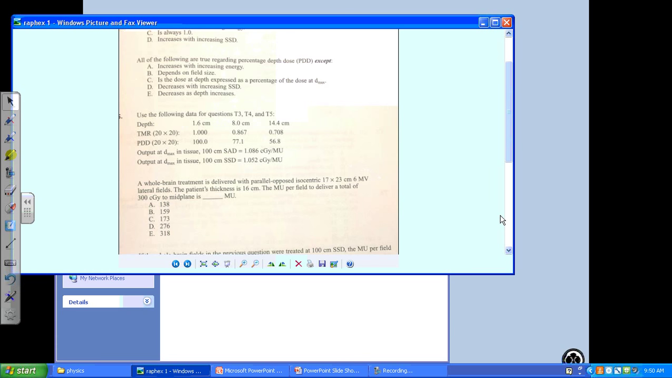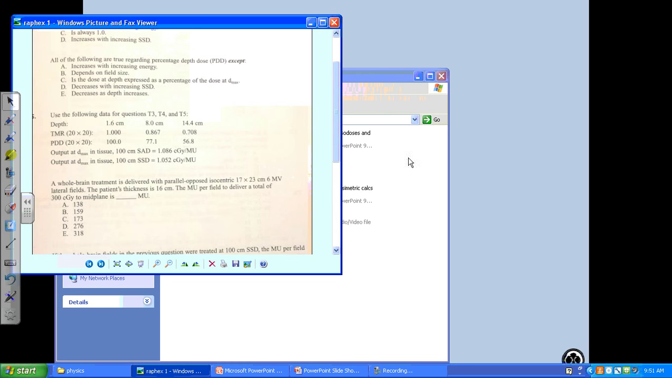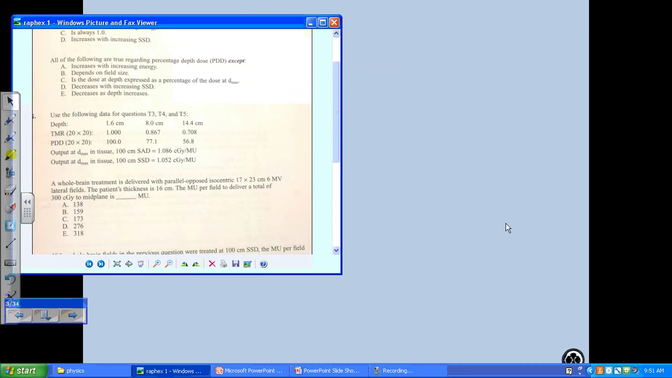Okay, so what do you need? We've got parallel opposed fields. What's the first thing you do to calculate? I'm going to move this over here so I can draw. Remember, we set up a couple of things first, and then we say MU equals, and we write the MU equation.